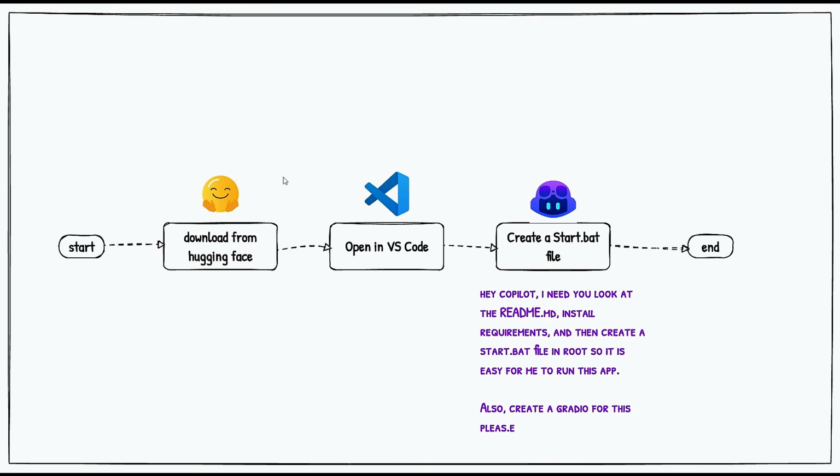Before we jump into Visual Studio Code, I want to quickly show you the workflow I use whenever I run models locally. Step 1, download the model from Hugging Face, which we've already done. Step 2, open that folder directly in VS Code. Step 3, I ask Copilot inside VS Code to read the README, install the requirements, and generate a Gradio UI, or any UI, if the project doesn't include one. And finally, I have it generate a start.bat file so I can launch the app with a single click.